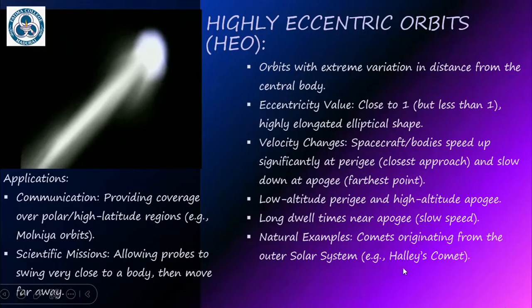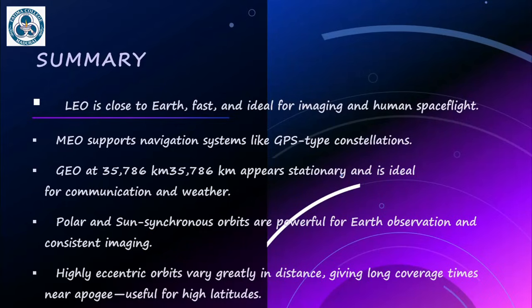To summarize, LEO is close to Earth, fast, and ideal for imaging and human spaceflight. MEO supports navigation systems like GPS type constellations. GEO at 36,000 km appears stationary and is ideal for communication and weather. Polar and sun synchronous orbits are powerful for Earth observation and consistent imaging. Highly eccentric orbits vary greatly in distance, giving long coverage times near apogee, useful for high latitudes.